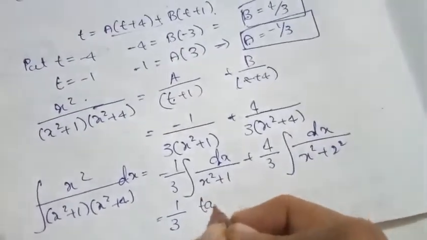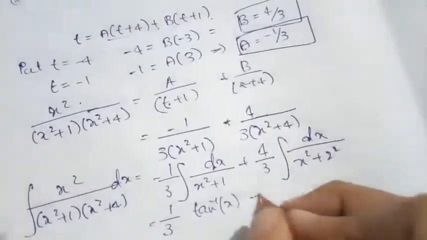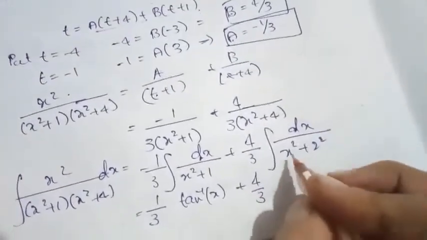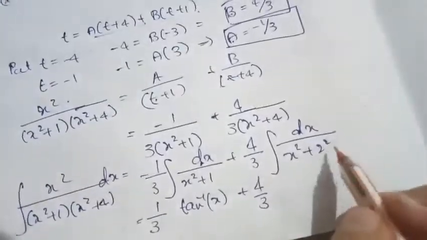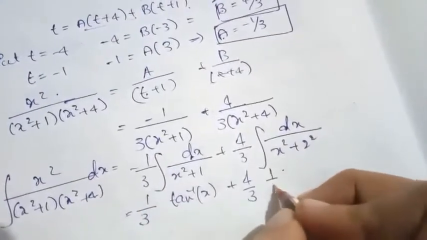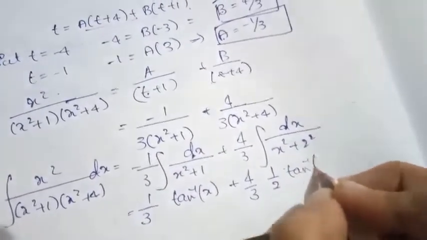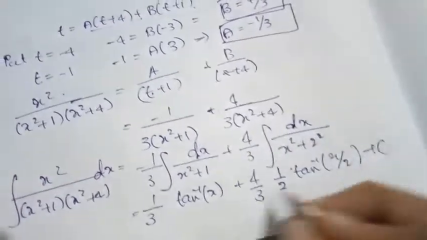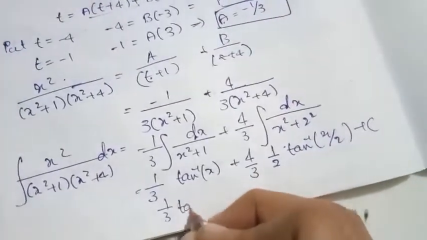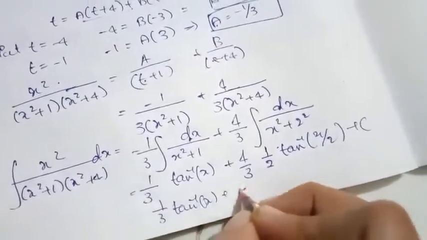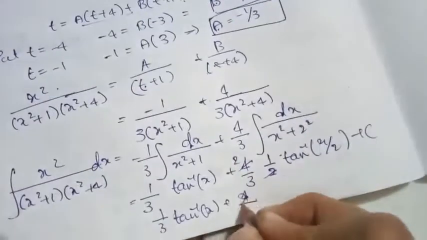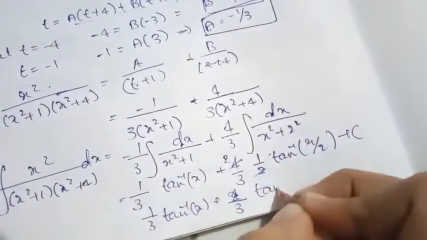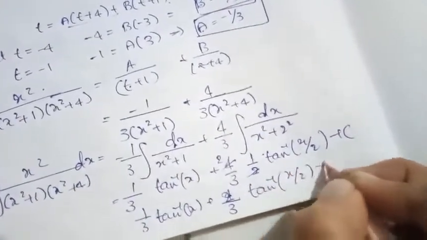So what happens? Minus 1 by 3 tan inverse of x plus 4 by 3. Here again it is in the form of x square plus a square. The formula is 1 by a tan inverse of x by a. Here a is 2. So it becomes 1 by 2 tan inverse of x by 2 plus c. So 4 by 6, or else you can cancel, so 2 by 3 tan inverse of x by 2 plus c. So this is the integral of this given question.